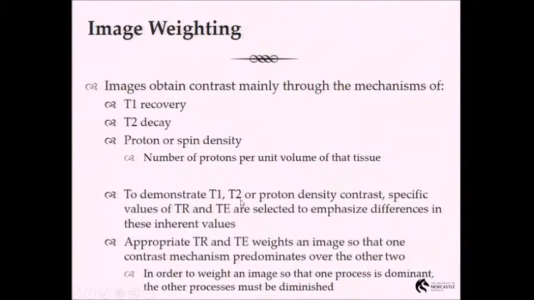We talk a lot about proton density weighted images, and they used to be used in the brain a lot, but they're not used for that very much anymore. They are used a lot in musculoskeletal imaging, so knee, ankle, and I'll show you some examples. But what I'm saying here is that appropriate TR and TE values weight an image so that one contrast mechanism predominates over the other.